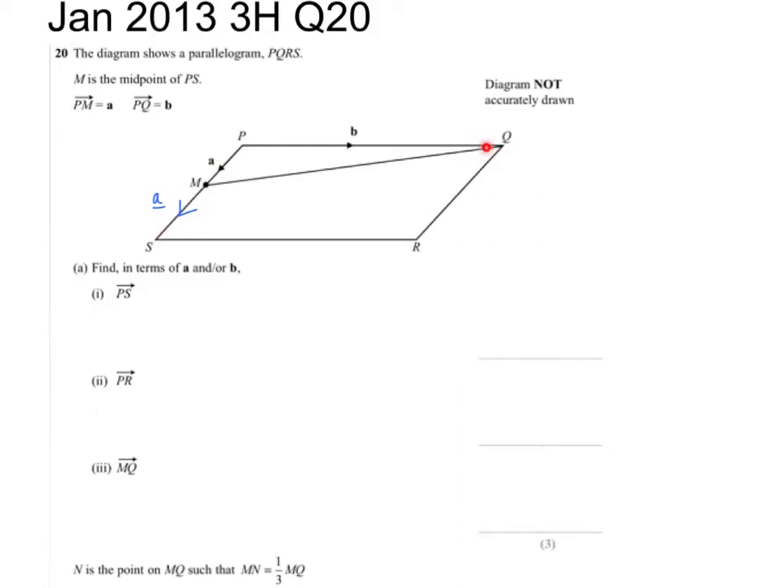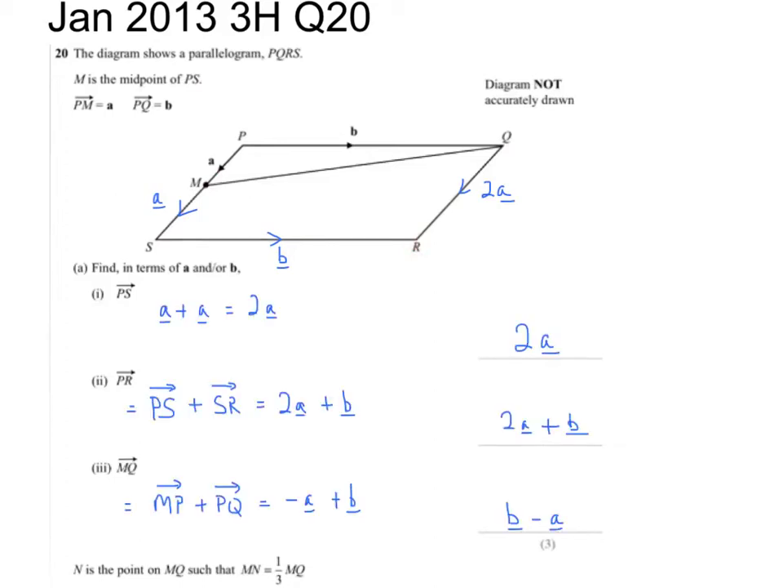If PQ is B, well, because it's a parallelogram, I can also draw these. So PS is A plus A, which is 2A, and so QR is also 2A. Those are equal vectors. So PS, we've just said PS is PM plus MS, which is A plus A, which is 2A. PR, so from there to there, well, we can do different routes. I'm going to go from PS and then S to R, so PR is PS plus SR, which is 2A plus B. The answer is 2A plus B.